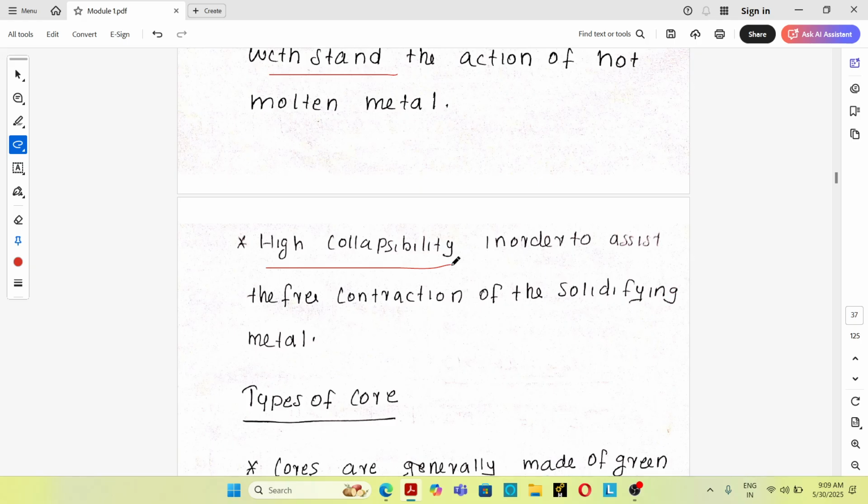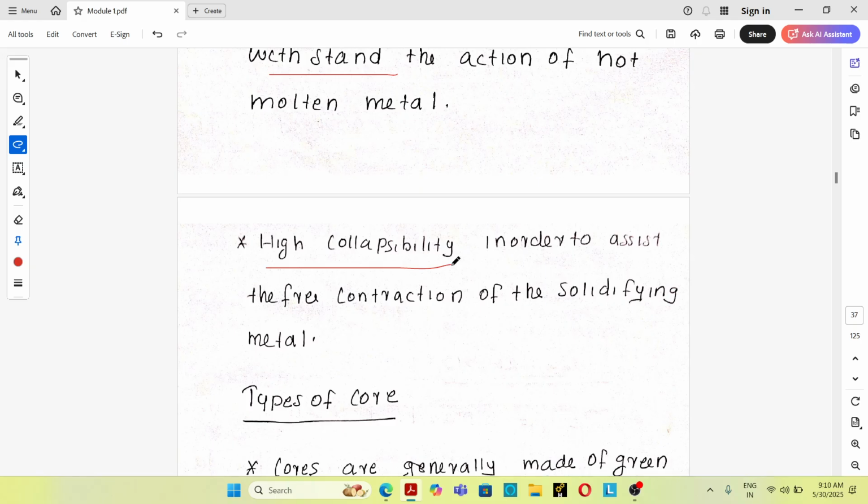See, during the solidification process, the casting will shrink. Volumetric contraction will take place, that is known as shrinkage. So during the shrinkage, if the mold core does not break, due to the high stress, cracks will be produced in the casting. So mold core should have high collapsibility in order to avoid solidification shrinkage cracks.